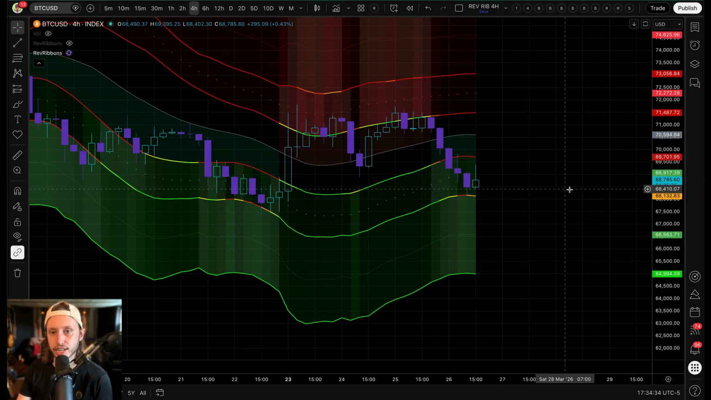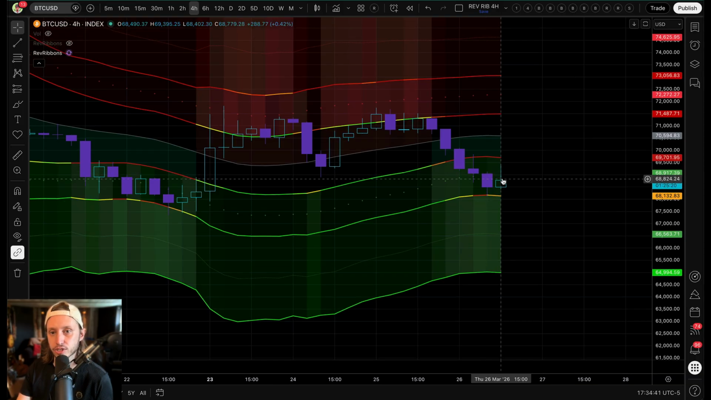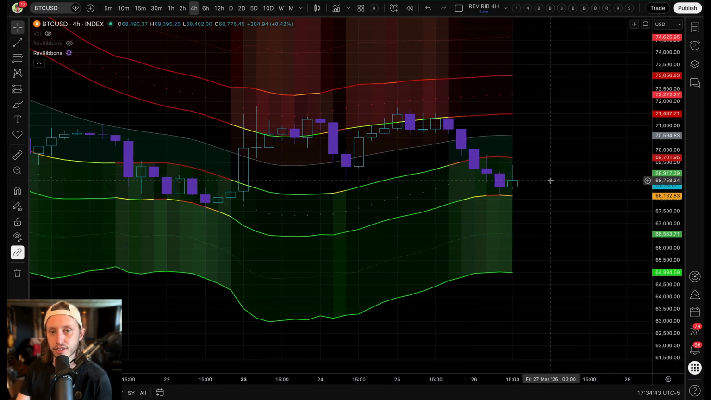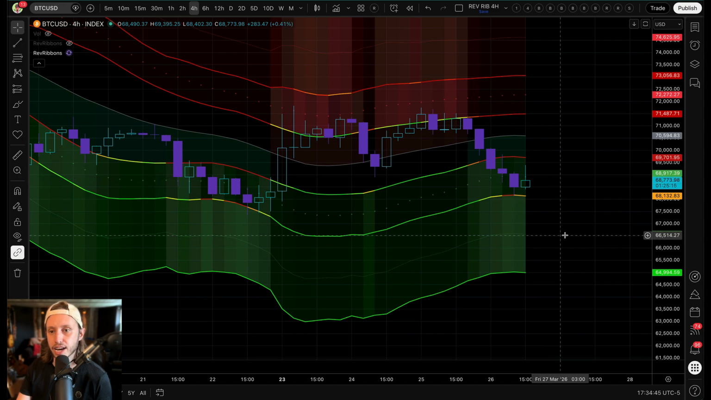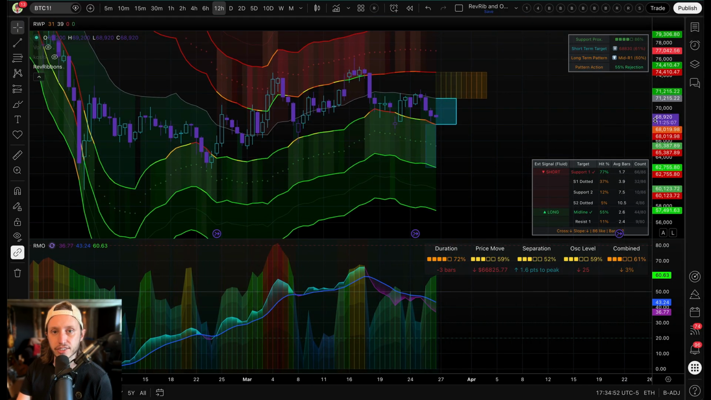We just had a closure under, and it's rejecting off of this dotted support band, which is, again, not great news. If I see another closure under here, very likely that on the 4-hour time frame, at least, we get some moves down, maybe to the mid 60 area, 65K area, 65, 66. So that's the 4-hour. The 12 hours also showing downside bias.